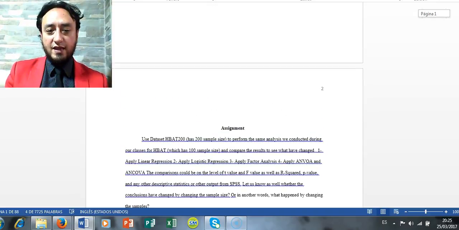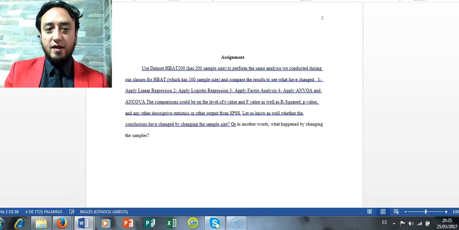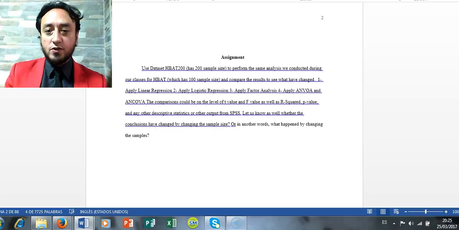Use the HBAT 200 dataset, which has a 200 sample size, to perform the same analysis we conducted during our classes for HBAT, which has a 100 sample size, and compare the results to see what has changed. 1. Apply linear regression. 2. Apply logistic regression. 3. Apply factor analysis. 4. Apply ANOVA and ANCOVA.